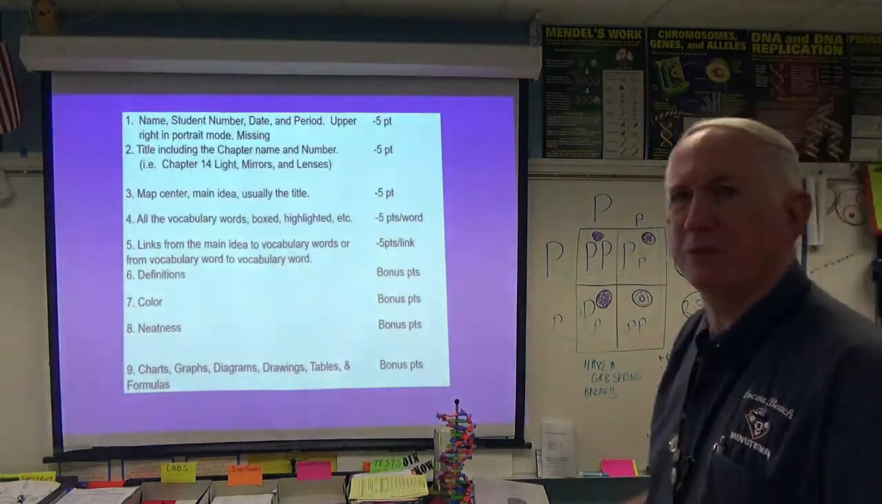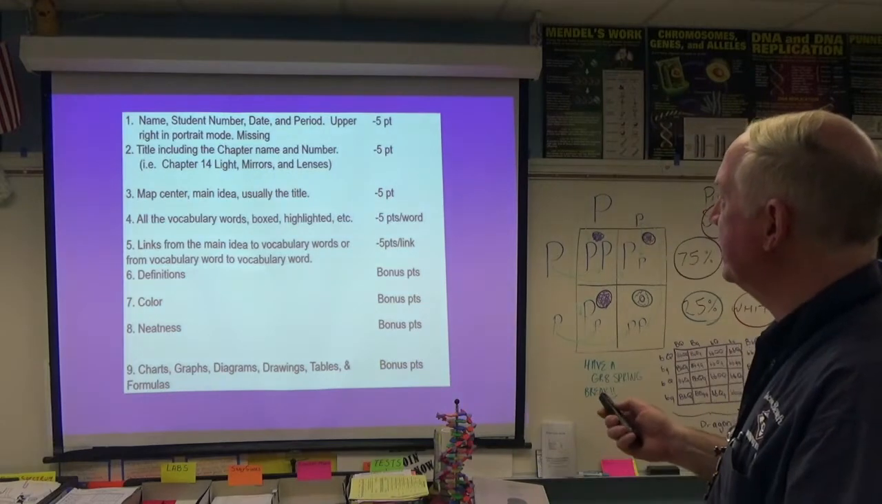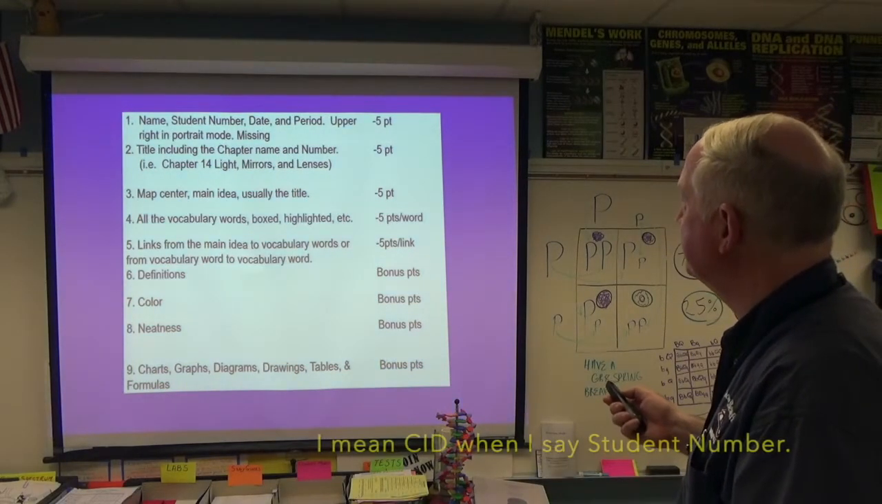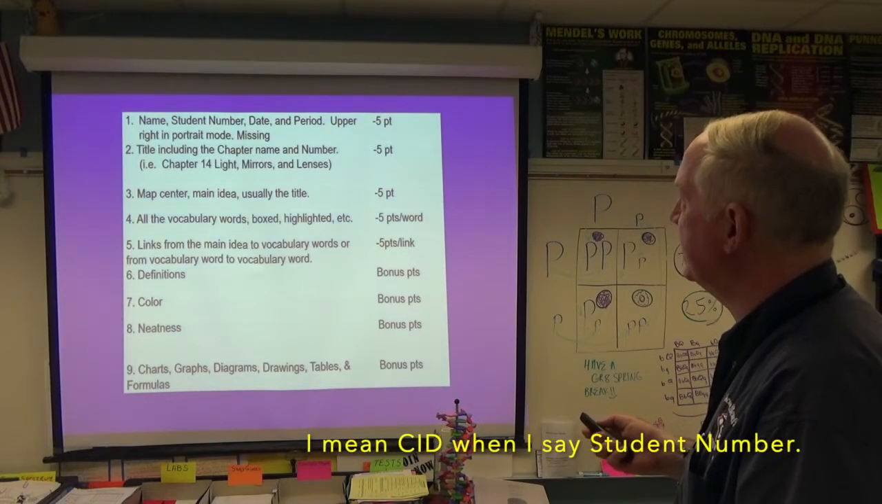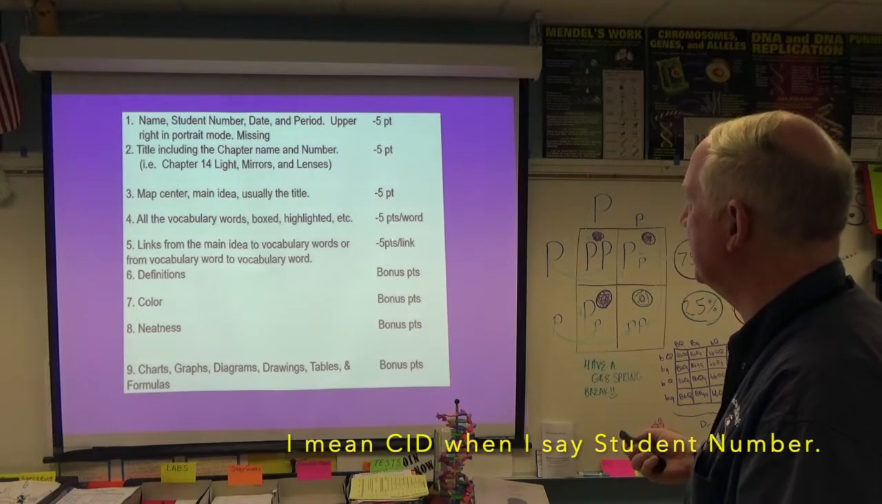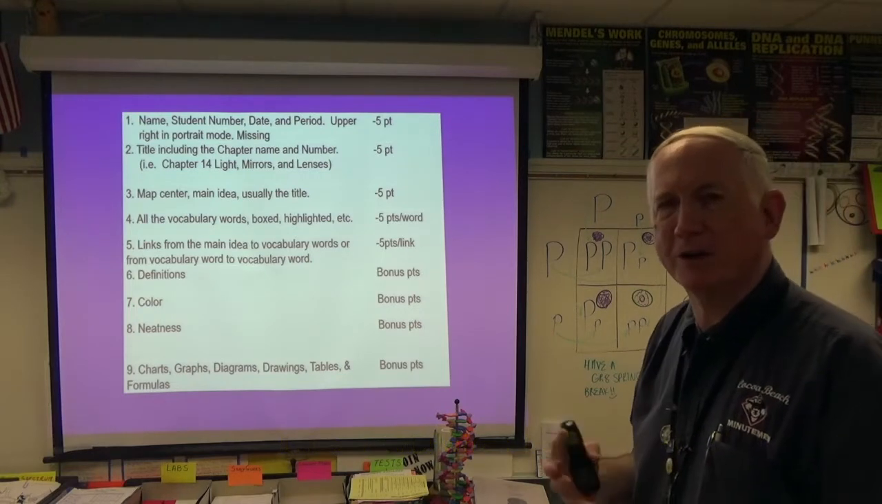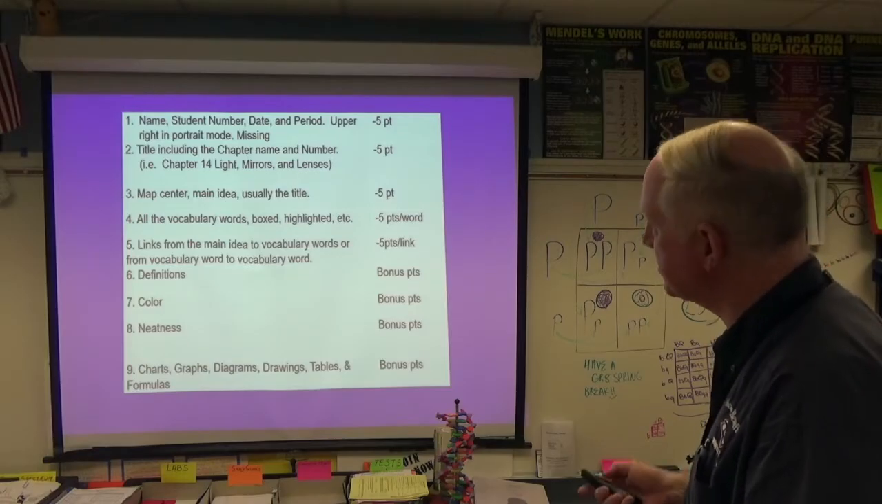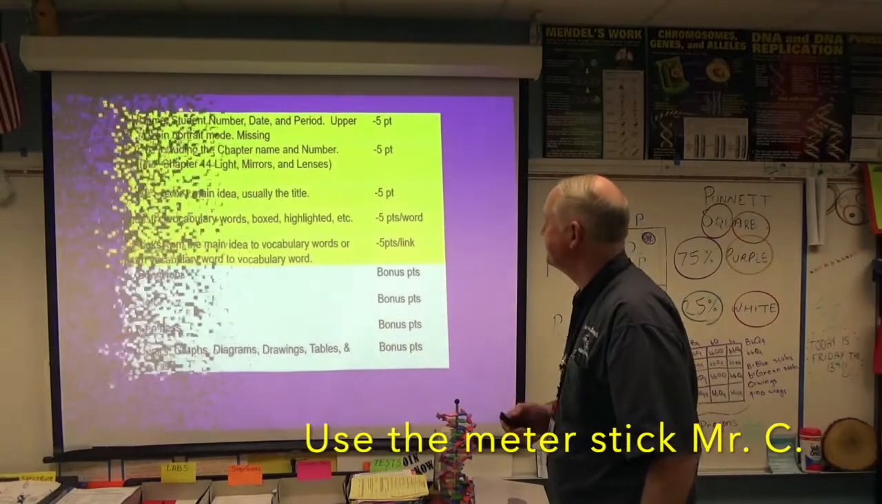Alright, so this is the rubric, and I'm going to go through each one of these in detail, but the main and most important things, your name, student number, and such, you can lose 5 points for. And then the second part is bonus points for definitions, color, neatness, charts, graphs, diagrams, drawings, tables. So let's dive in and take a closer look.